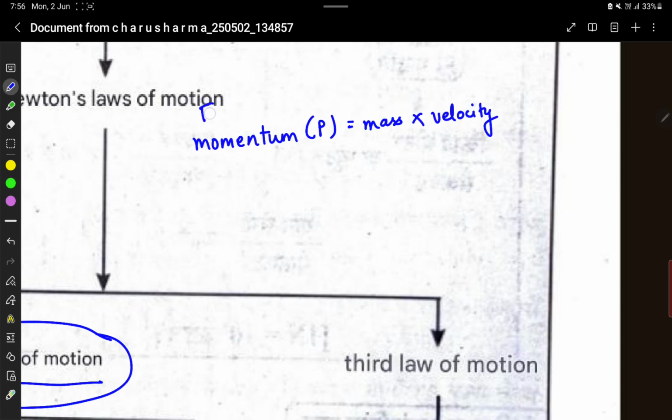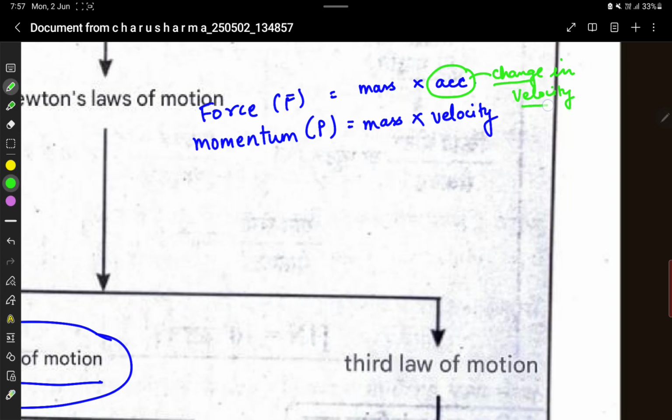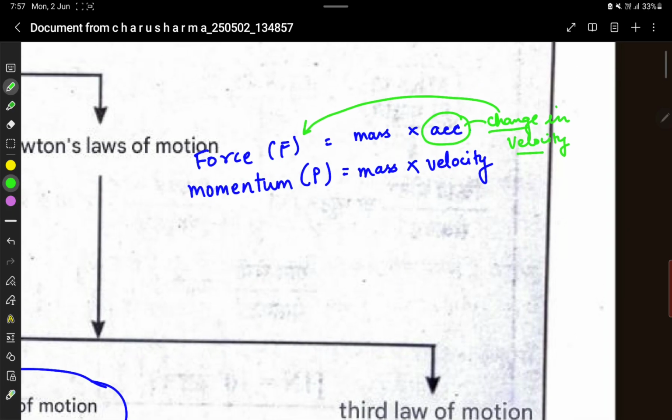Got it? And what is force? What is the formula of force? The force formula is mass into acceleration. Now tell me, what do you mean by acceleration? Acceleration is change in velocity. When you are changing your velocity, that change in velocity is what talks about the force. So these two formulas define the difference between force and momentum.